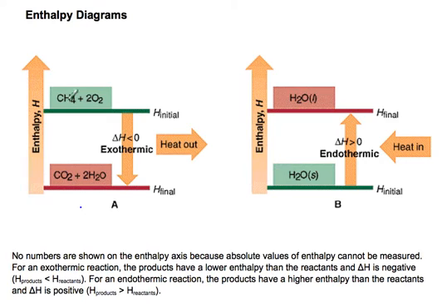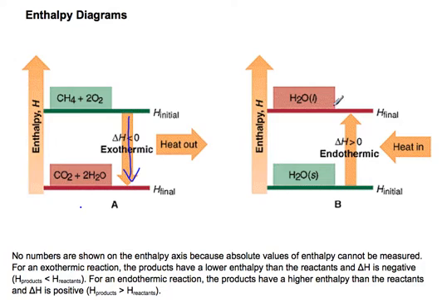The combustion of methane, CH4 plus oxygen, yields carbon dioxide and water. That's complete combustion. Reactants down to products, so this arrow points down. It's exothermic. The enthalpy of the reactants is greater than the enthalpy of the products, so energy must have been released. Heat, energy out. Exothermic.